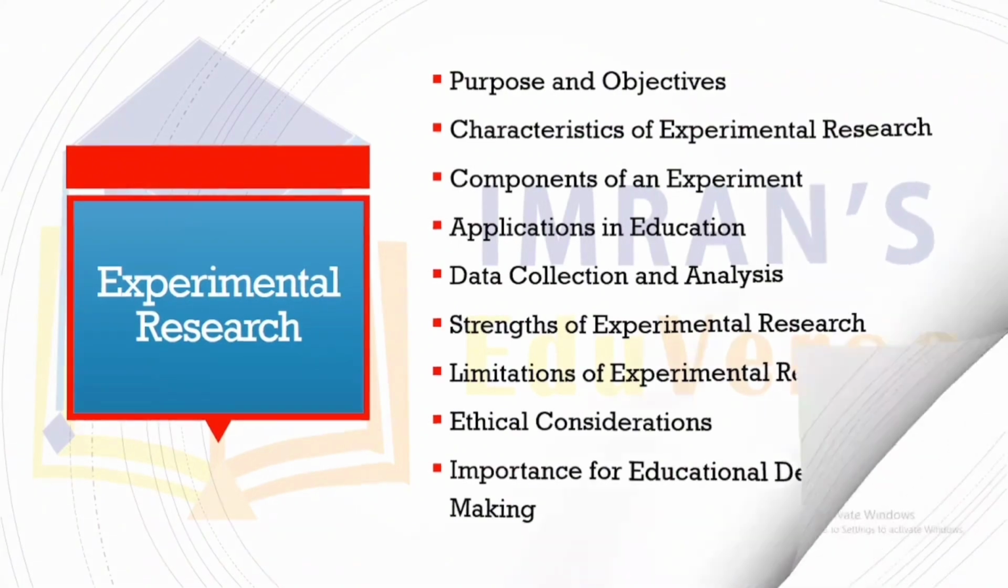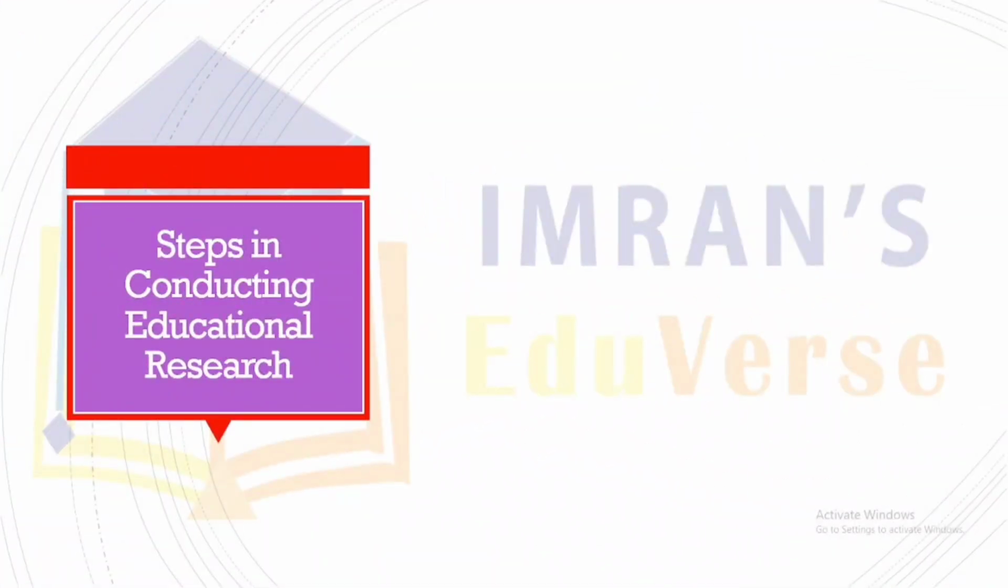Now let's break down the steps involved in conducting educational research. From formulating that crucial research question to analyzing data and drawing solid conclusions, we have got you covered. It's a journey, but trust me, it's worth it. Conducting educational research involves a systematic process that encompasses various key steps. Whether exploring teaching methodologies, student outcomes, or educational policies, researchers follow a structured approach to ensure the validity and reliability of their findings. Here is a detailed description of the steps in conducting educational research.